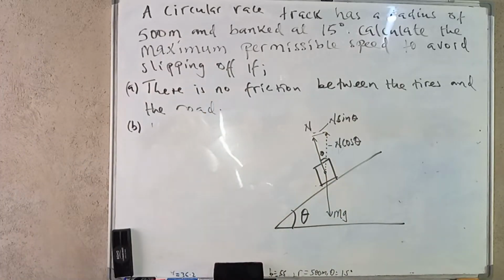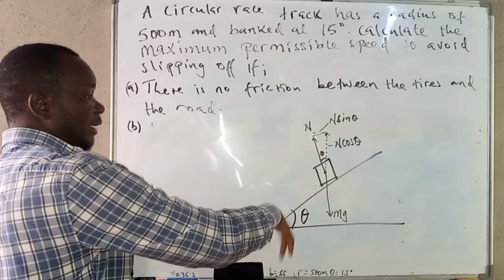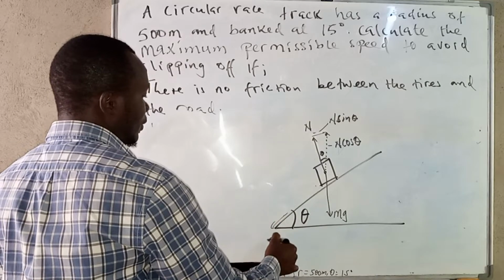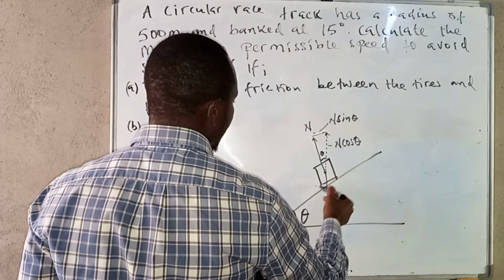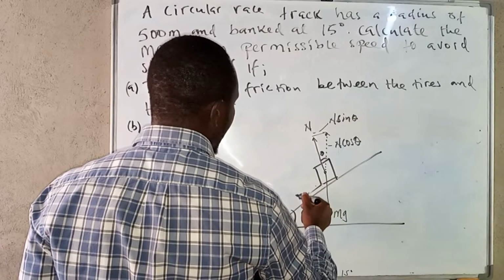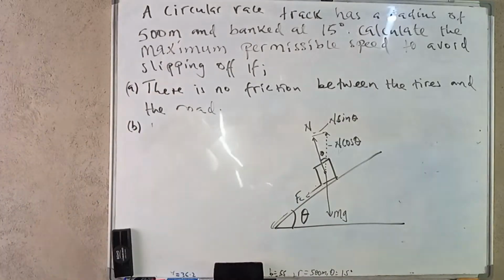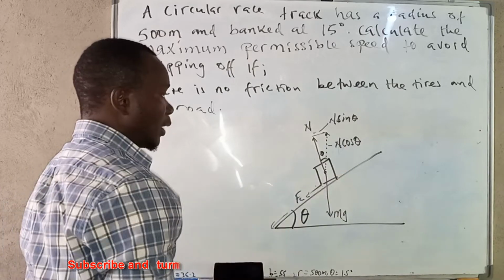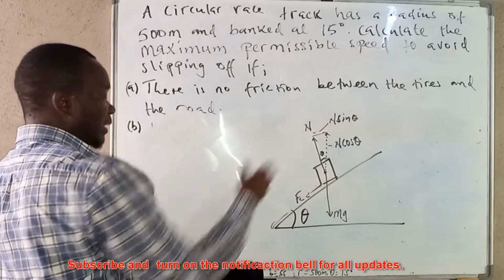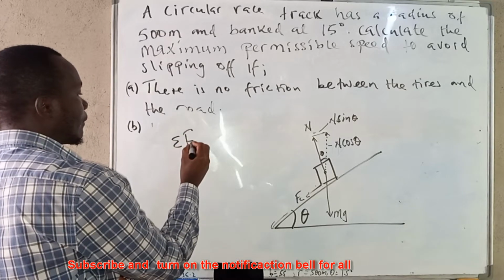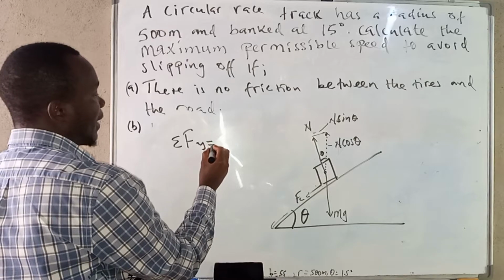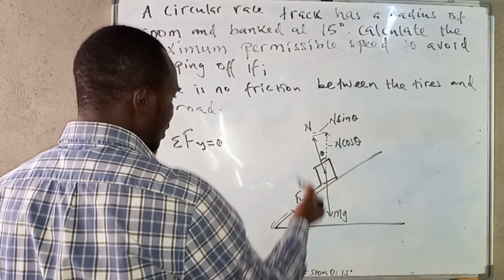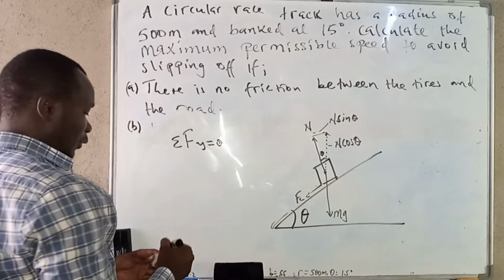Then at the center, since it is a circular path, there is a centripetal force acting towards the center. So towards here, let's say there is Fc. If we resolve this in terms of the x and y axes, we can say the summation of forces in y must give us zero, when the system is in equilibrium and the forces are balanced.